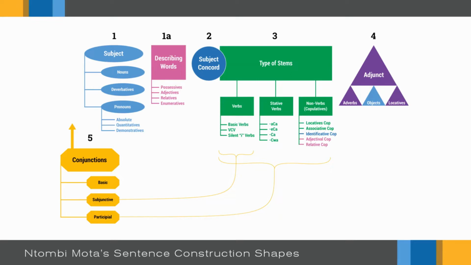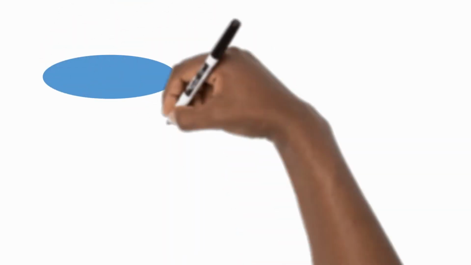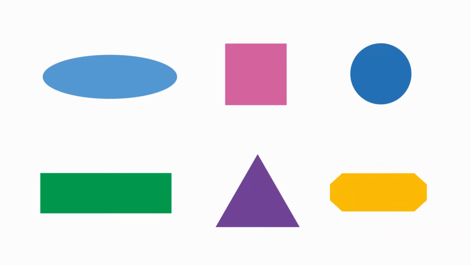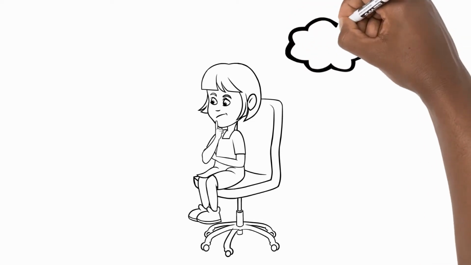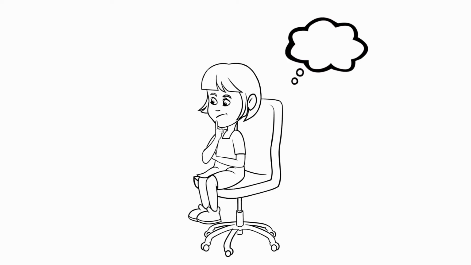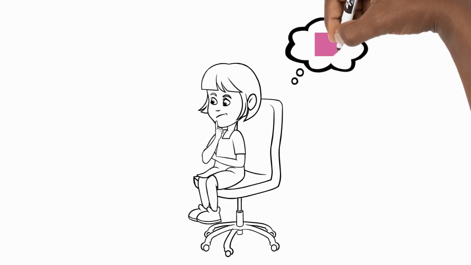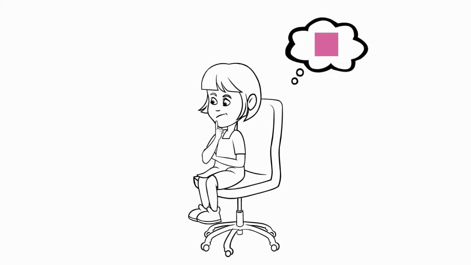Before we do that, let us indicate the shapes, which are oval, square, circle, rectangle, triangle, and octagon. For the purposes of simplifying this exercise and making it easier to remember, we will use shapes and their associated colors throughout our sentence construction framework.